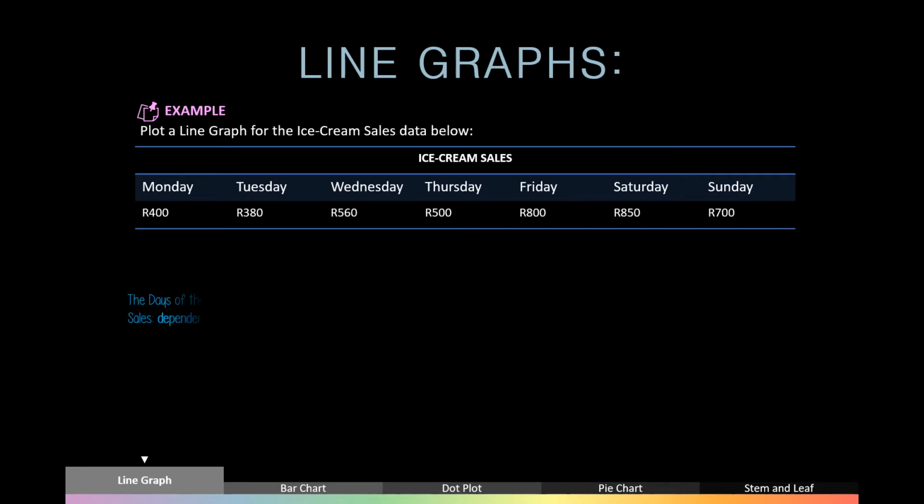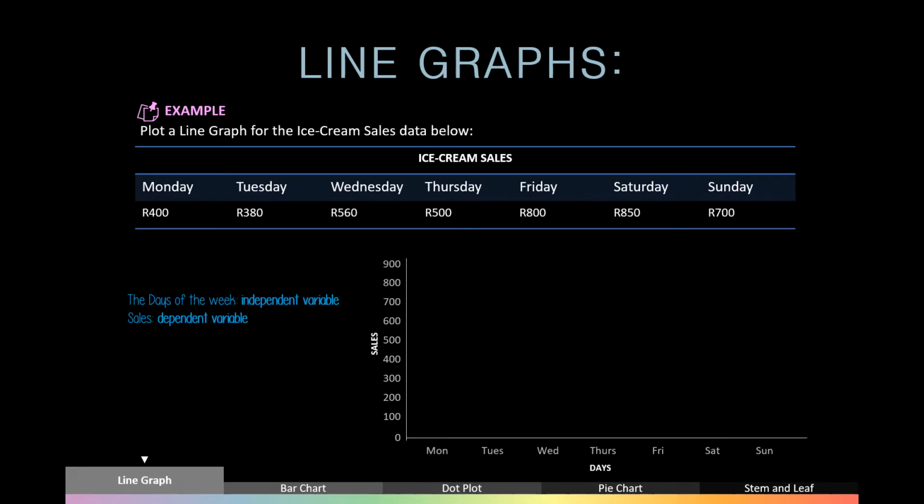So we've just identified our independent and our dependent variable. Next, we want to draw our axes where sales is on our y-axis and the day of the week is on our x-axis. The next step is we want to plot our x and y coordinates. So this is exactly the way you did it in maths. We're going to plot Monday, 400, right? That's your x and your y coordinate.